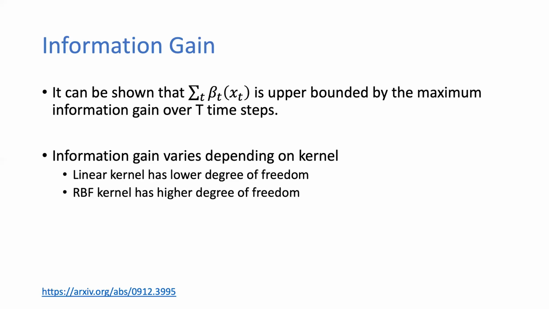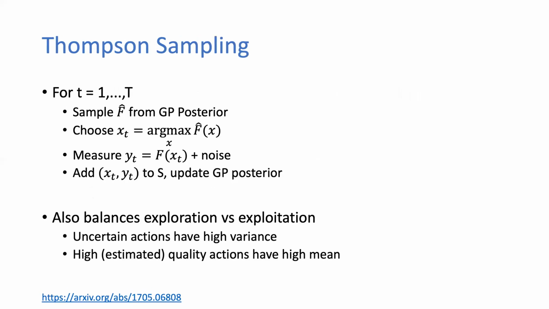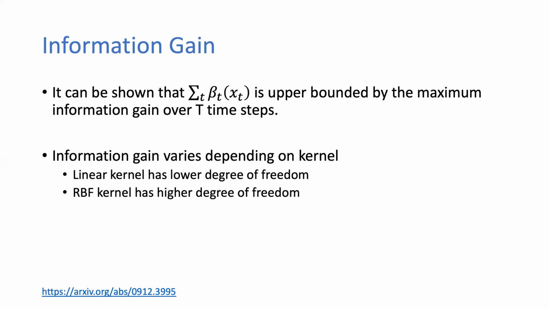And the information gain varies a lot depending on the kernel. A linear kernel has a lower degree of freedom. An RBF kernel has a higher degree of freedom, which means the maximum information gain is much higher. And that's all characterized in the paper linked below. And so given these two tools, we can theoretically upper bound the cumulative regret of GP-UCB.